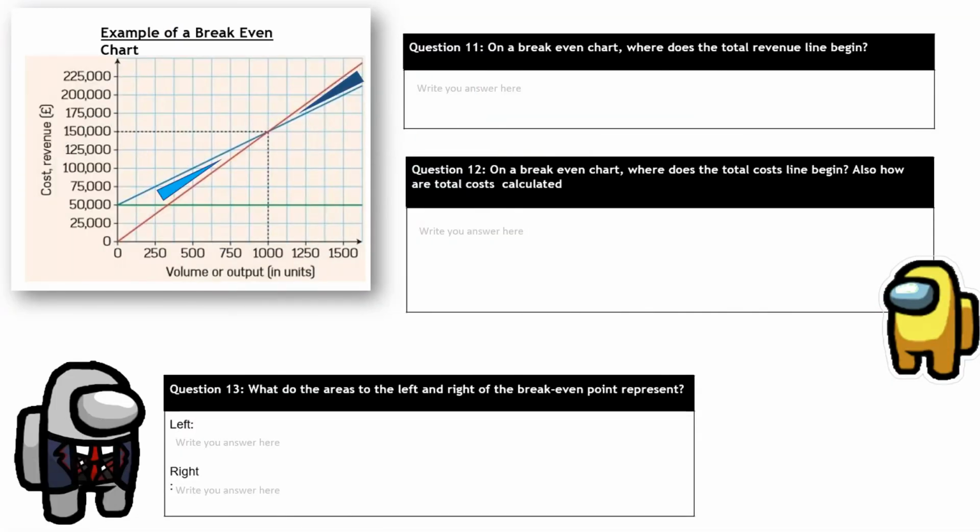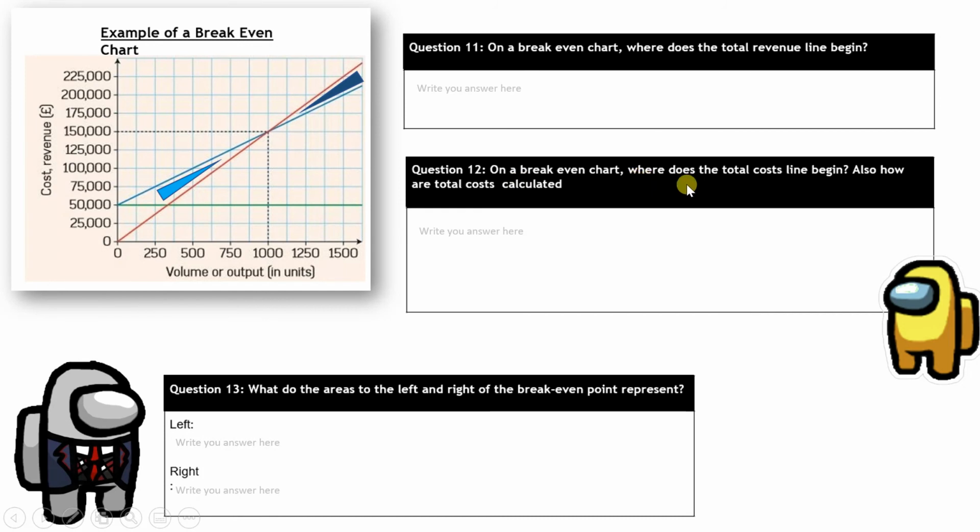Right, we're on the last slide and here are the last questions. We've still got that break-even chart because we really need to know that chart inside out. Question 11 then. Where does the total revenue line begin? We're now looking at the red line and the answer isn't naught, even though it begins at naught. The answer is a description of what naught represents. So you have to write that description in the box on question 11.